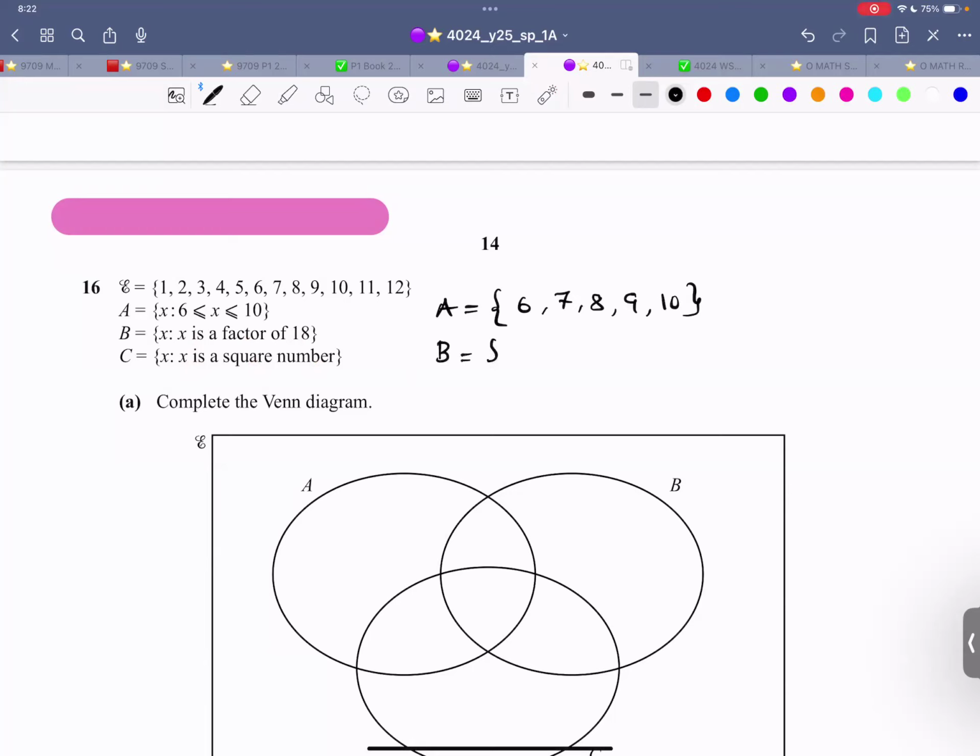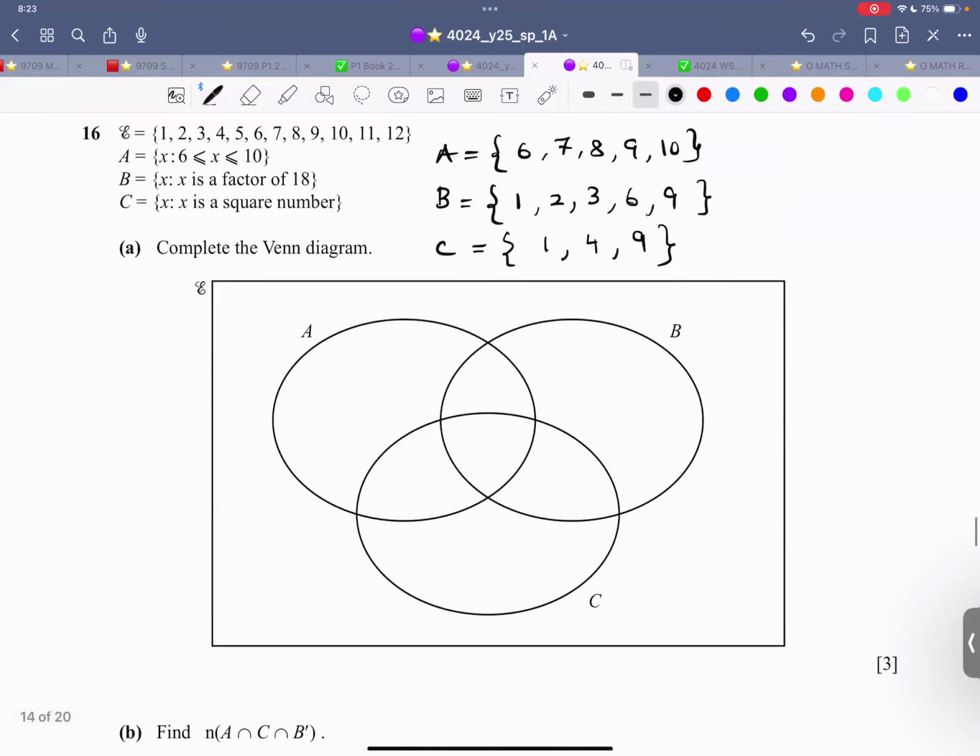Let me write set B. It's a factor of 18. 1 is a factor of 18. 2, 3, 6, 9 are factors of 18. 18 is not part of it. C, X is a square number. 1 is a square number. 4 is a square number. 9 is a square number. And that's it. That's the one.